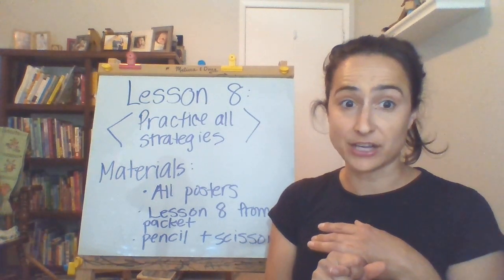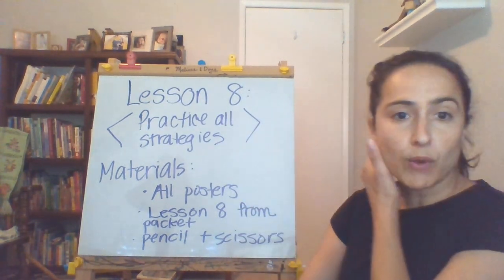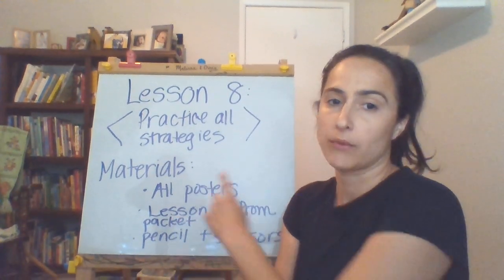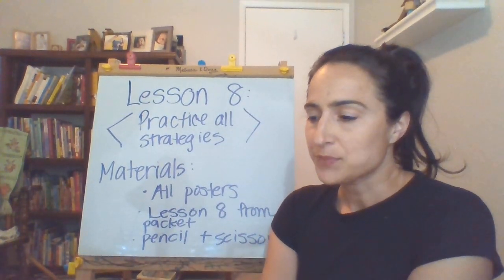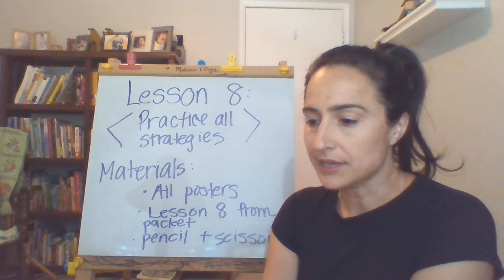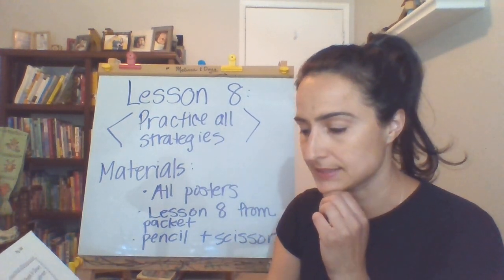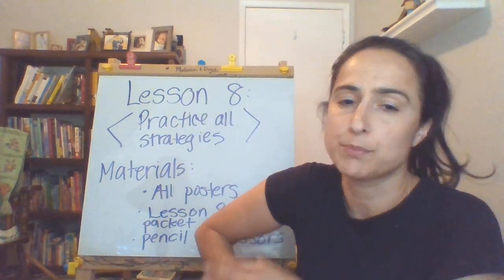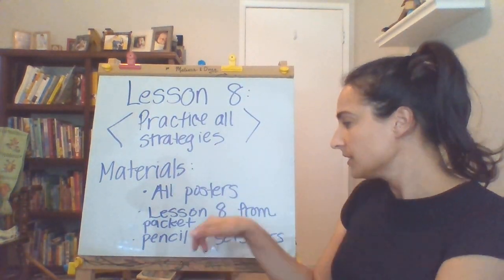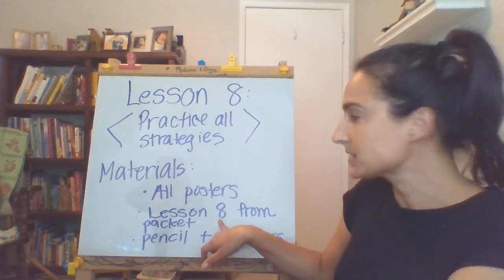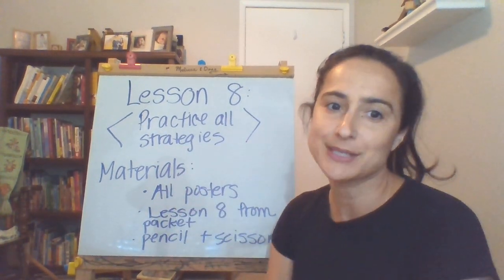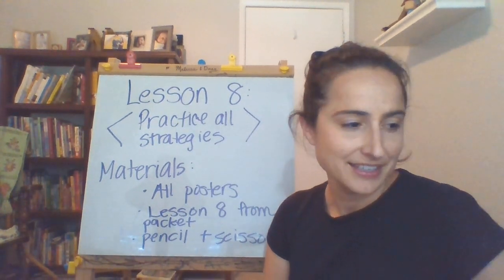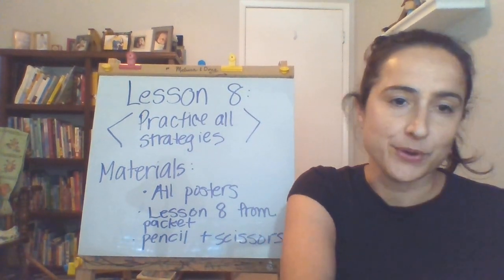And a piece of paper actually, or a whiteboard. If you have a whiteboard at home, just get a marker. You won't need the pencil, okay? Paper and pencil actually might be best because you're going to need to do the 4 problems. So paper, pencil, scissors, lesson 8 page from the packet, and then all your posters. Please press pause and go find those materials. All right, great.